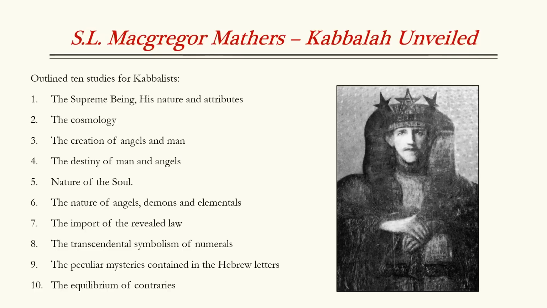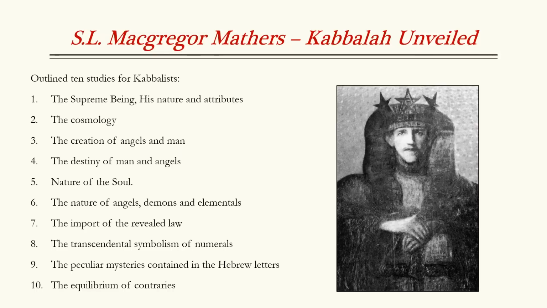for Kabbalists. Number 1, the supreme being, his nature and his attributes. So God, for lack of a better term. Number 2, cosmology, the universe, the nature of creation. 3, the creation of angels and of man. 4, the destiny of man and angels. 5, nature of the soul. 6, the nature of the angels, demons, and elementals. 7, the import of the revealed law.